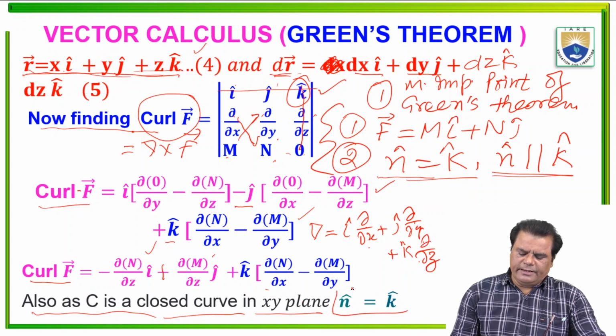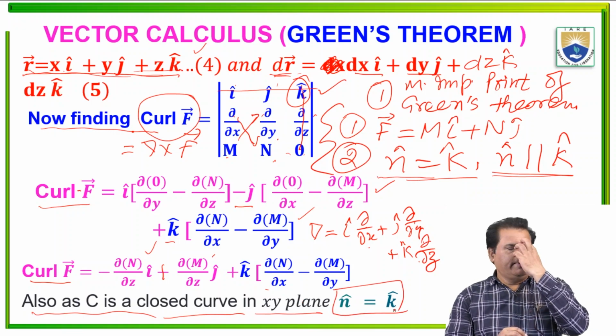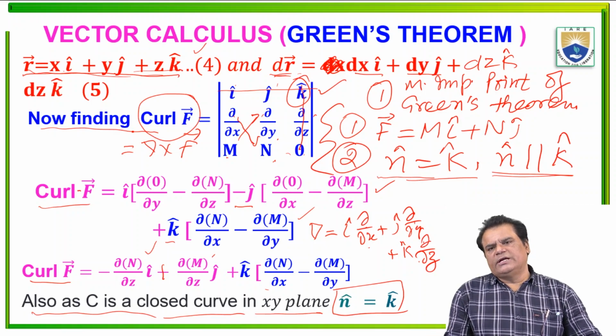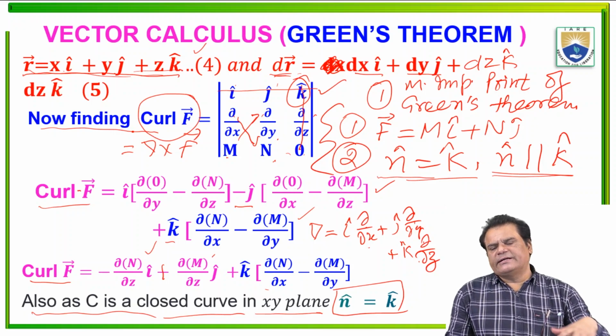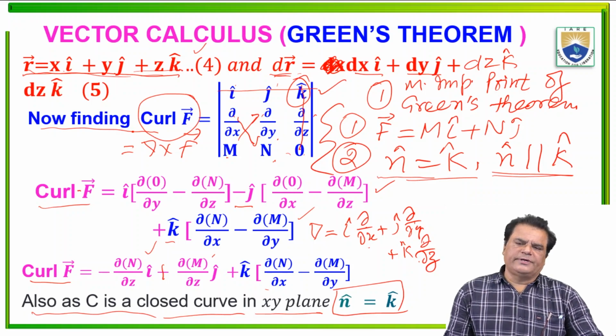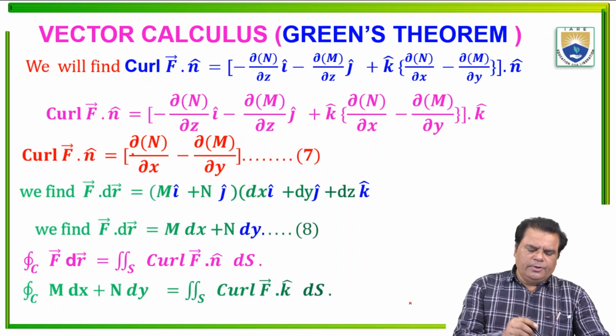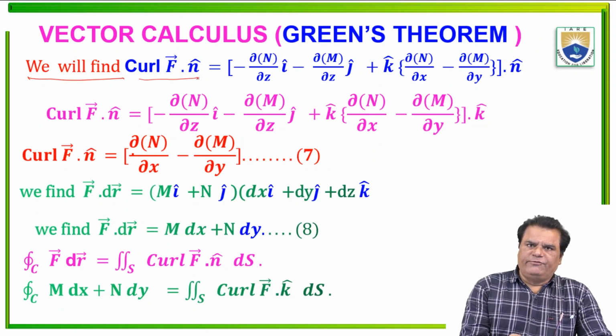Then we write n vector equal to k vector. N vector is perpendicular to the xy plane, so the direction of the n vector is along the k vector. So the n vector and k vector are both parallel, so n vector equals k vector. We can write this. So now we will find curl F dot n.